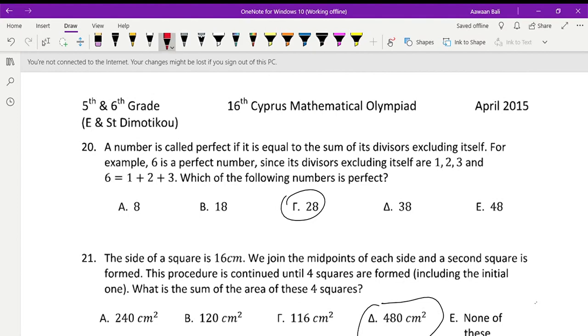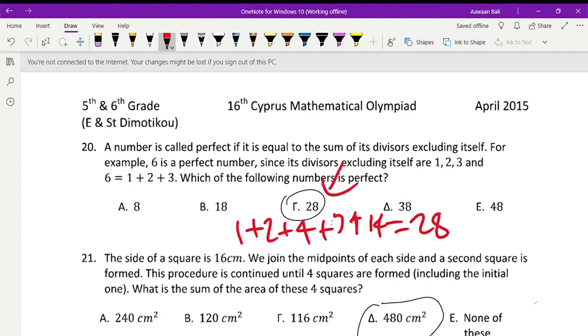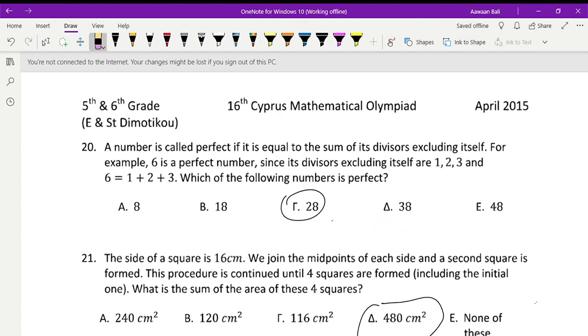It's 28, because since we're not including 28, it will be 1 plus 2 plus 4 plus 7 and then we would have 14. So 1 plus 2, 3 plus 4, 7 plus 7, 14 plus 14, 28. It's the same as the number here, so therefore the answer is gamma 28. There's no exact method to do this, so you can just check it.